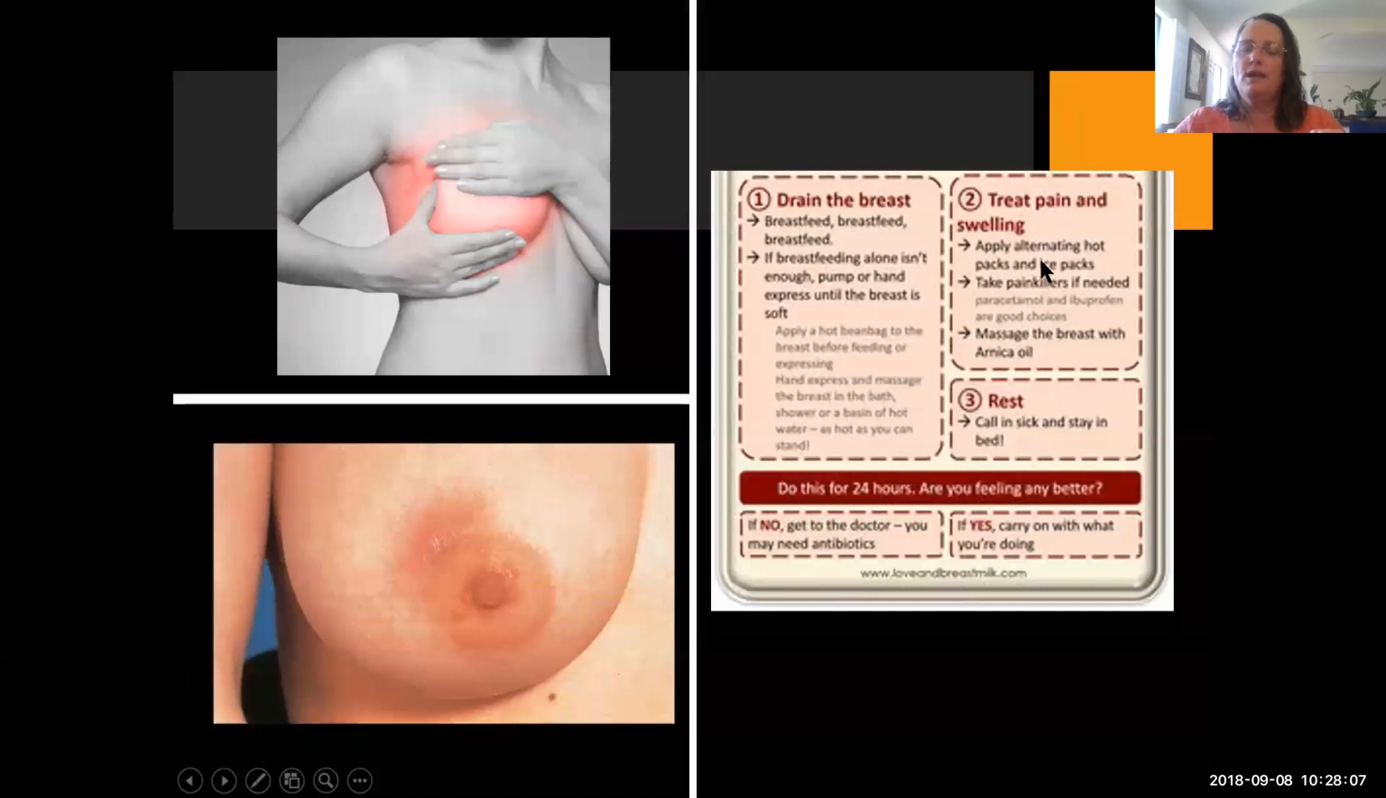You want to treat the pain and swelling by using ice packs and hot packs. You can use painkillers, either Tylenol or ibuprofen will help with that, or the doctor might prescribe something else. You definitely need bed rest. And if you don't feel well, this says if you don't feel better after 24 hours, but we say you need to go and get those antibiotics right away.